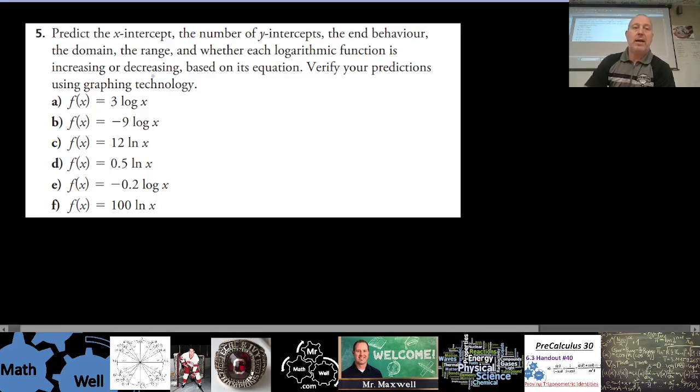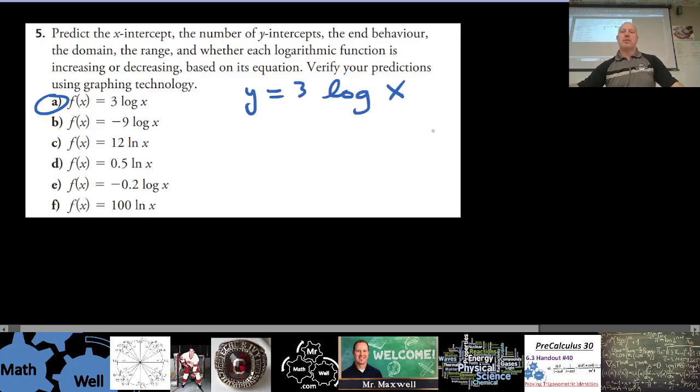So number 5, predict the x-intercept, the number of y-intercepts, end behavior, all that sort of stuff for these functions. Increasing, decreasing, all that. You can use graphing technology if you want, but try to do this before you graph it. Okay, so let's take a look at A. So f of x is the same as y. Y is a little bit easier to write, so I'll just write that.